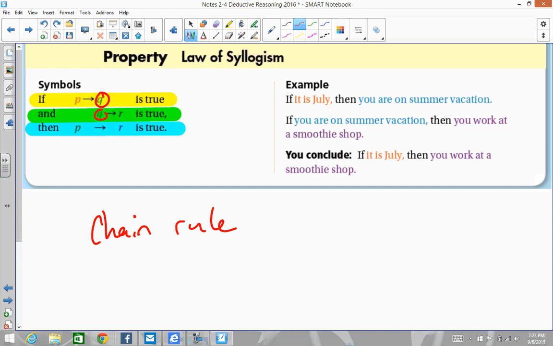So if you look over at the example, if it's July, then you are on summer vacation. If you're on summer vacation, then you work at a smoothie shop. So therefore, if it is July, then you work at a smoothie shop.